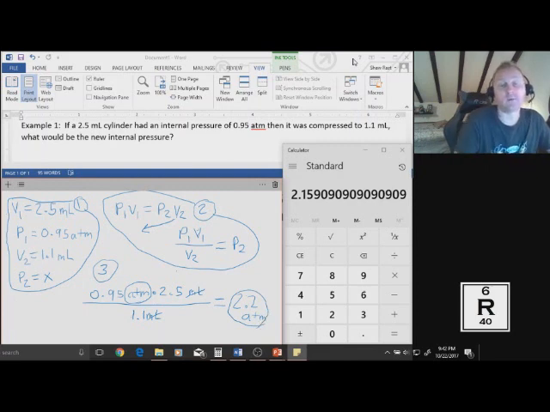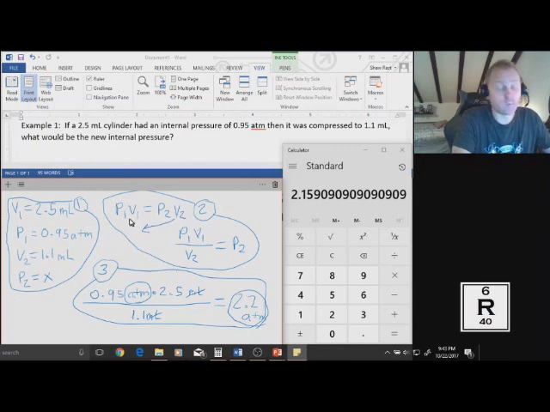So if we were to take a 2.5 milliliter cylinder and press it down to 1.1 milliliters, the pressure, which used to be 0.95, would increase to 2.2. And that is, my friends, an example of how you would see gas laws. You will notice that in these gas laws, you have 4 variables, and questions will always give you 3 of them. You just have to rearrange the equation and solve for the other one. Okay, let's take a look at some of the other laws.